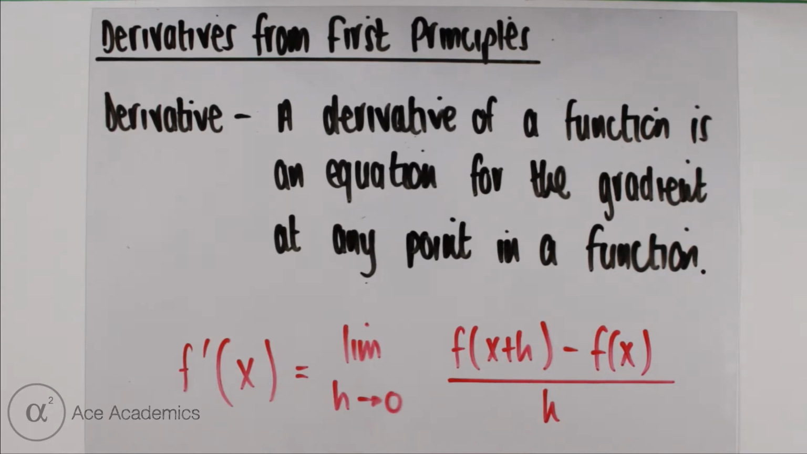The derivative of a function is denoted as f prime of x, and it is equal to the limit as h tends to 0. We looked at limits in the previous video. The limit as h tends to 0 of f of x plus h minus f of x, all divided by h. This is the equation to calculate the derivative of a function. Let's look at an example.